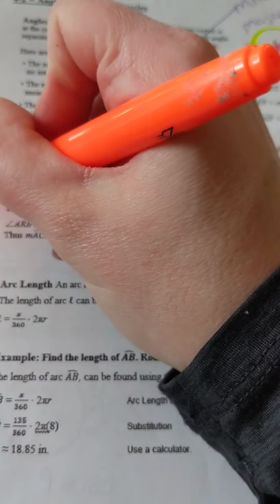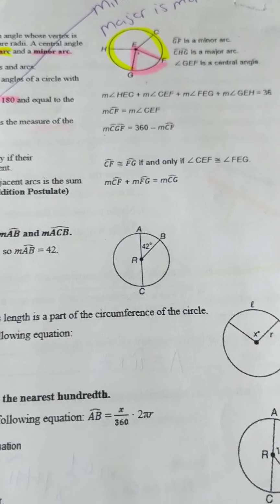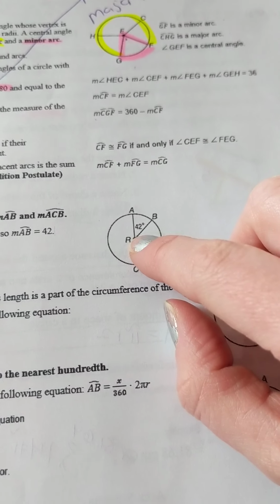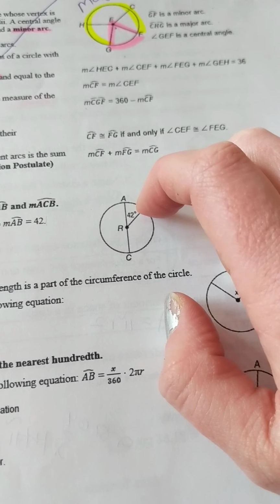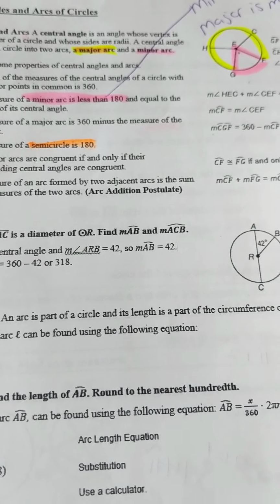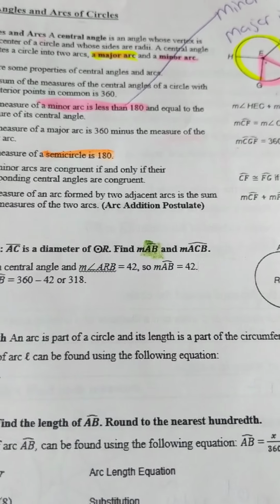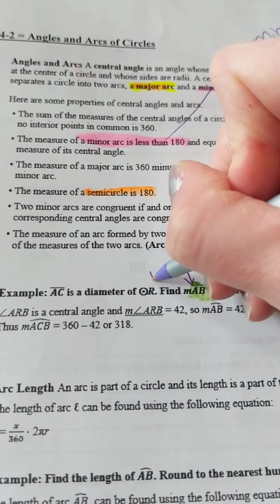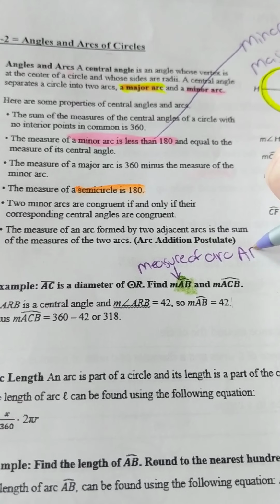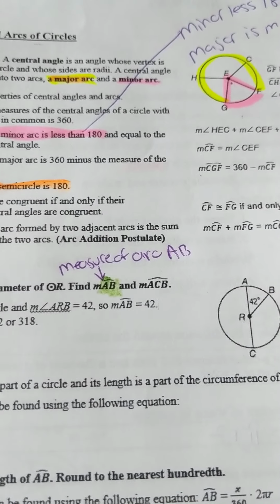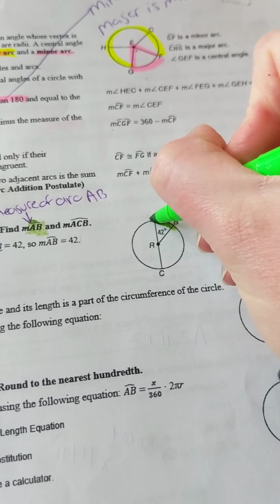This is an example like you're going to be doing on the skills practice and practice. It says, example: AC is the diameter of circle R. We are asked to find the measure of arc AB. This symbol right here is kind of new, the measure of arc AB. That means we're finding the degrees of this arc right here.